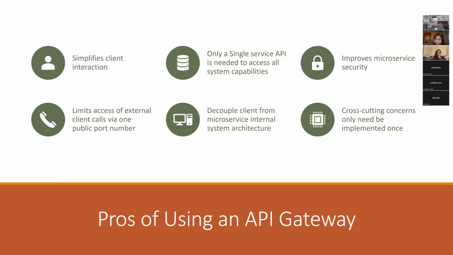I already mentioned a couple times, I'm decoupling. That's always a good thing. The client from the microservice internal system architecture, and then also cross-cutting concerns, things that I want to implement across all the servers and the way that I talk to the microservices can be implemented in the API gateway. So I only need to implement it once, whether that's security, scaling, whatever techniques I want to put in there, I can put that in the API gateway. And that would keep the services independent of each other and also decrease the amount of code that I'm copying.